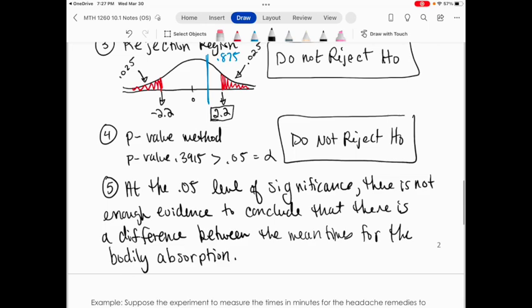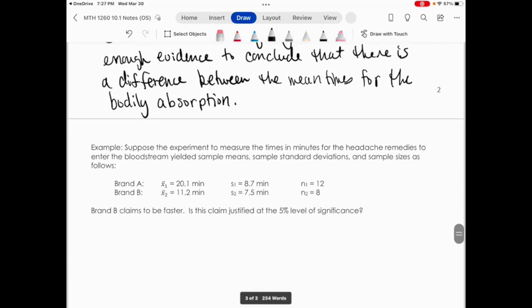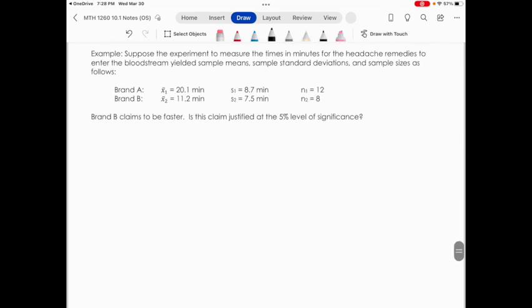Okay, second and last example. Suppose the experiment to measure the times in minutes for the headache remedies to enter the bloodstream yielded sample means, sample standard deviations, and sample sizes as follows. So here's the information. Brand B claims to be faster. Is the claim justified at the 5% level of significance? This is actually a continuation of the previous example.